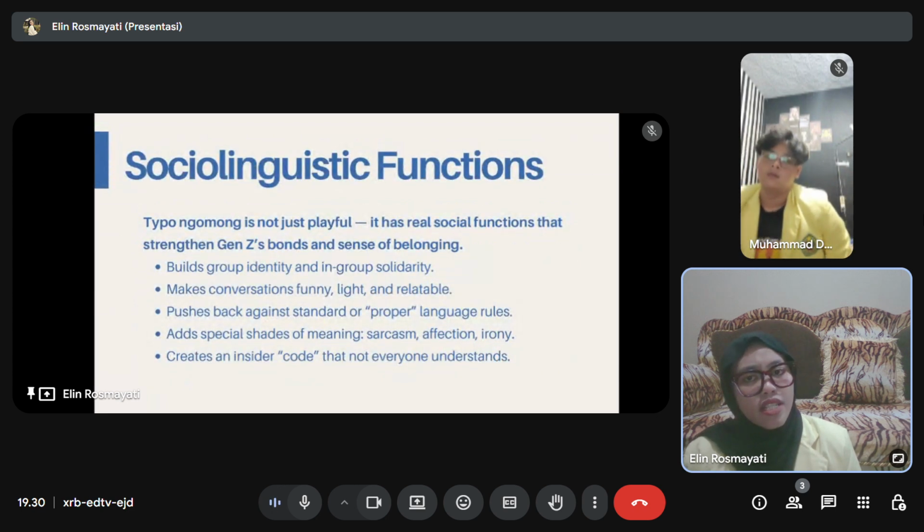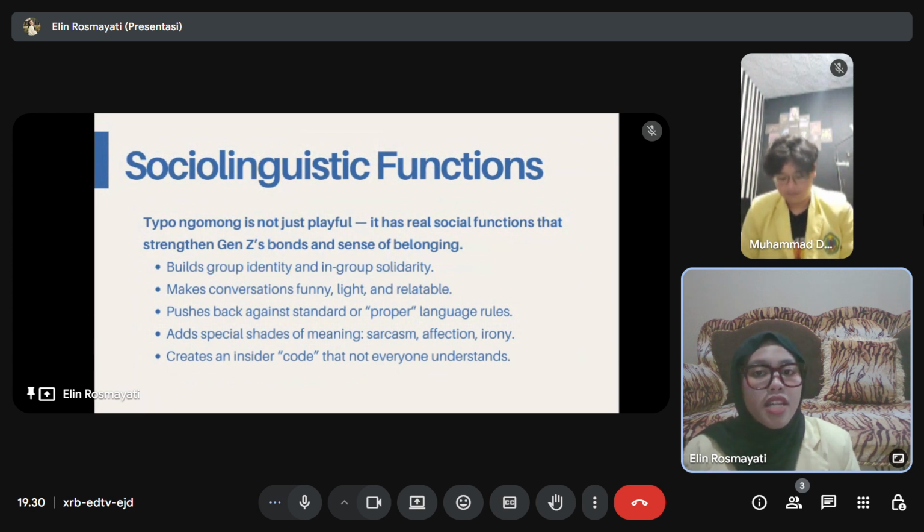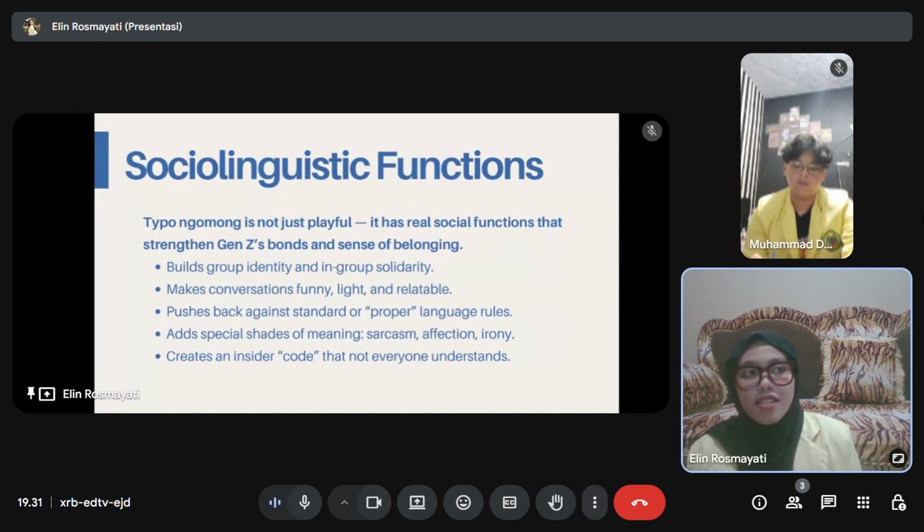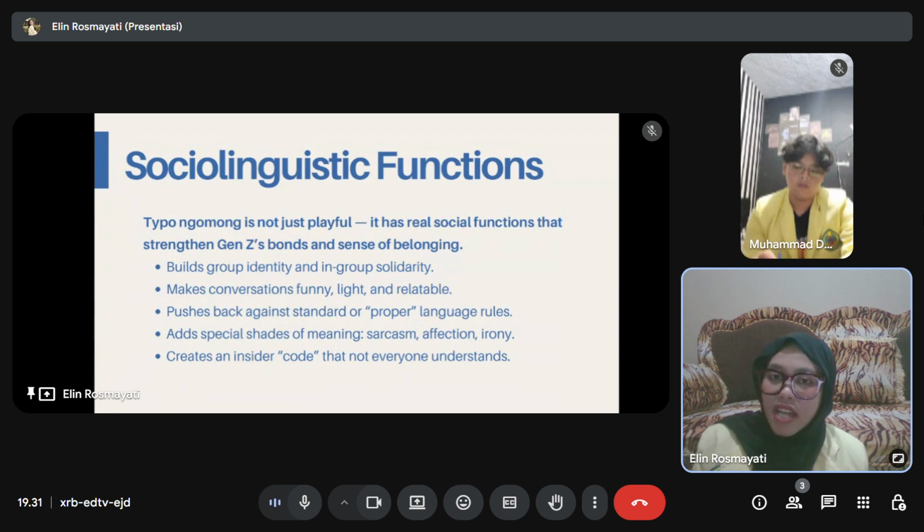Next, this is the sociolinguistic function. Typo ngomong is not just playful, it has real social functions that strengthen Gen Z bonds and sense of belonging. The first one is building group identity and in-group solidarity. Of course, the video comes from Gen Z and it is spread by Gen Z also. When this phenomenon spreads and is used in daily life, the people around them know that it comes from Gen Z. So it is really related to group identity and group solidarity.